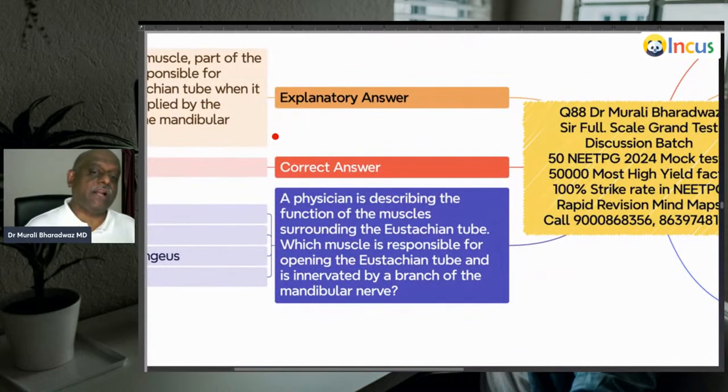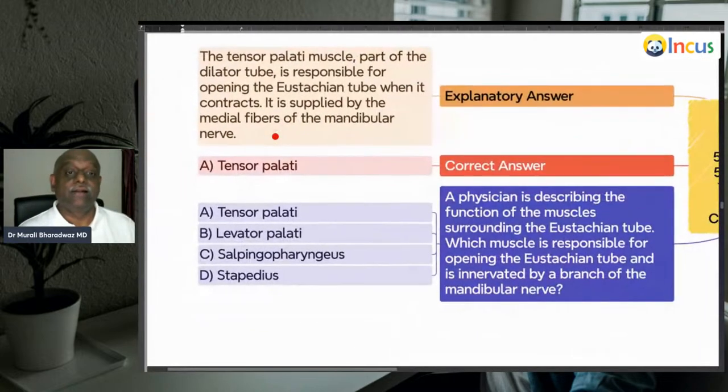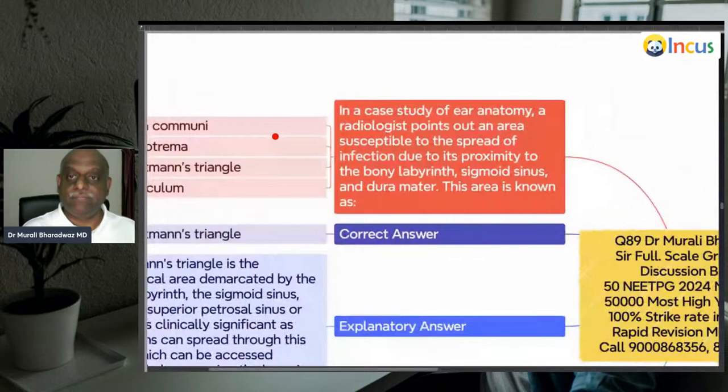A physician is describing the function of the muscle surrounding the eustachian tube. Which muscle is responsible for opening the eustachian tube, innervated by the branch of the mandibular division of the fifth cranial nerve, doctor? Tensor palati opens the eustachian tube, supplied by the medial fibers of the mandibular nerve.